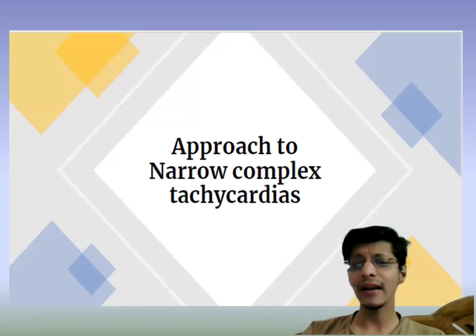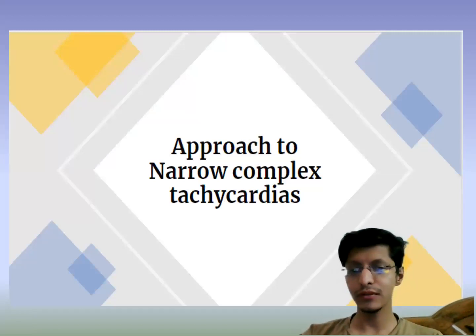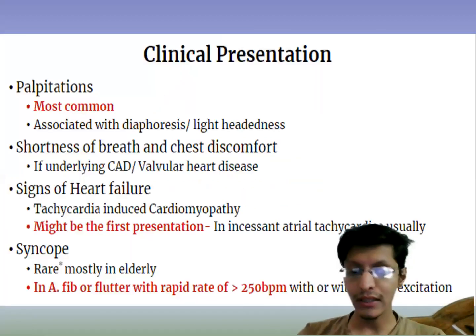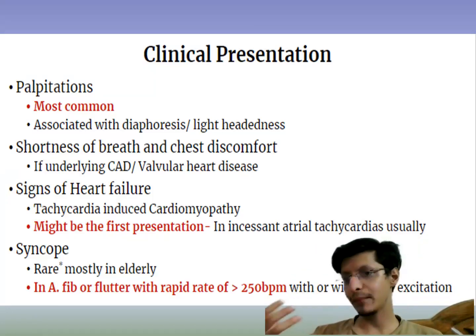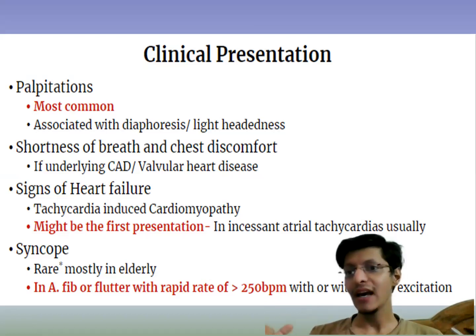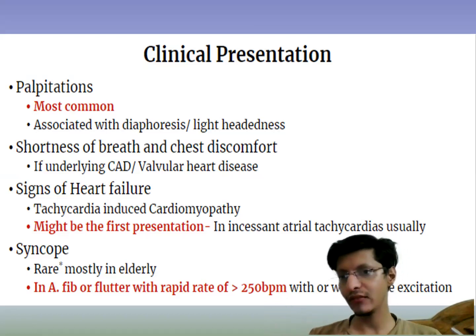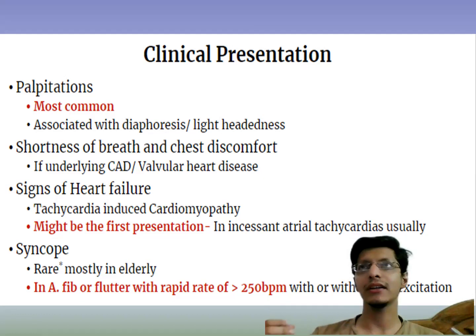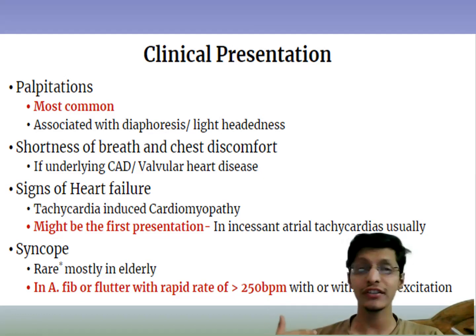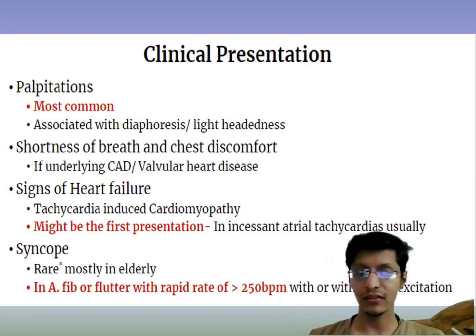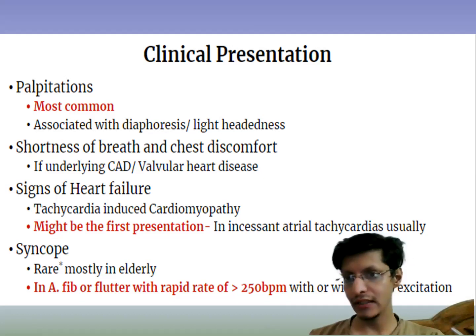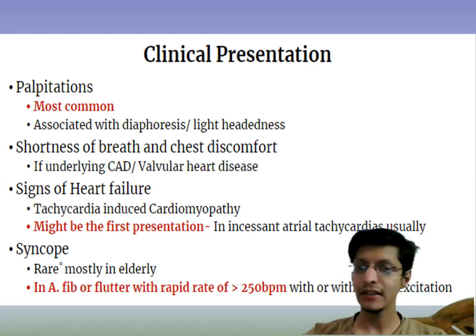Now, what is the approach? Yes, we will study the approach, but before that, I want you to know how the patient can present to you. A patient can present with palpitations. It would be episodic and triggered by some event, like walking. They will have chest pain and shortness of breath. They can have signs of heart failure, and usually the patient's first symptoms are signs of heart failure, and with atrial flutter with a rapid rate of more than 250, the patient can even come with syncope.